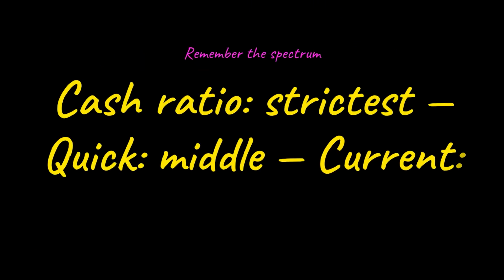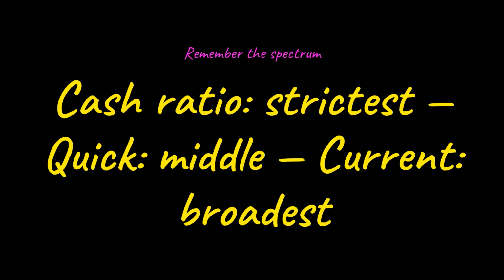buffer against disruption. When a scenario calls for the most conservative possible liquidity, excluding both inventory and receivables, the cash ratio is the answer. Knowing where each measure sits on the strictness spectrum is the key to choosing correctly on exam day.